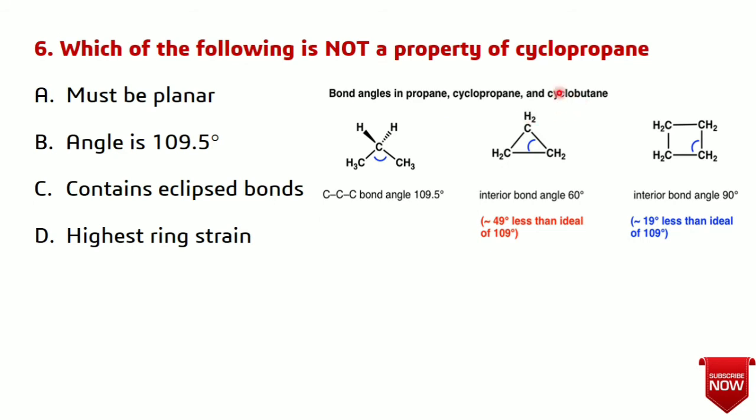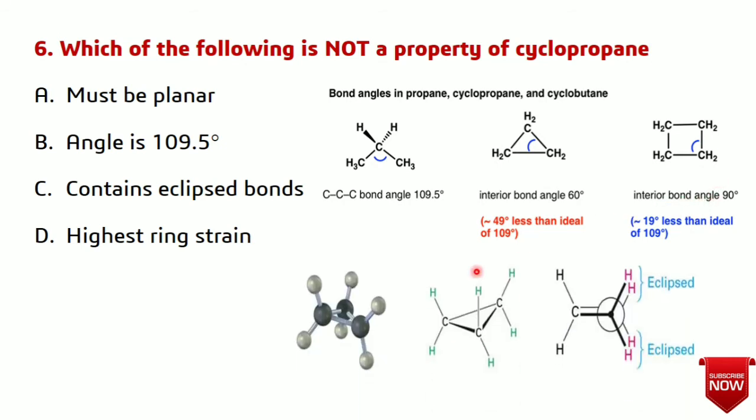So the angle of cyclopropane is 60 degrees. In case of cyclobutane, we can observe the angle is 90 degrees. And another option given is that it contains eclipsed bonds. Yes, this cyclopropane consists of eclipsed bonds. You can observe the structures are given here, 2D and 3D forms. The hydrogens are present in the eclipsed form, and highest ring strain, due to the 60 degrees only instead of 109.5 degrees. So more ring strain is present in the cyclopropane.